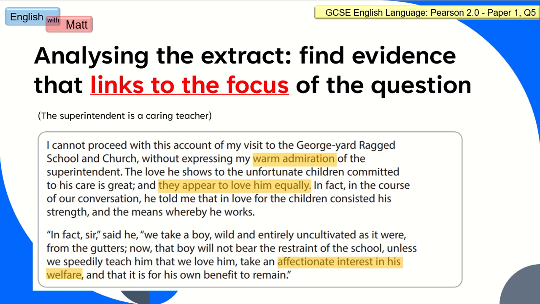So warm admiration, the love that seems to exist between students and teacher, and also the interest taken by the superintendent into this student's welfare. So again, now that we've located the evidence, you can pause the video and try and work out what this evidence suggests to you, or you can continue watching and we can go through possible inferences.